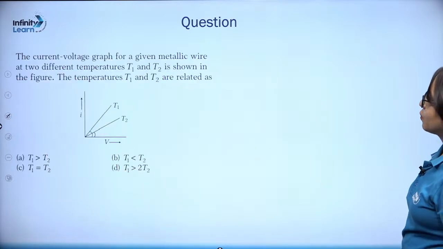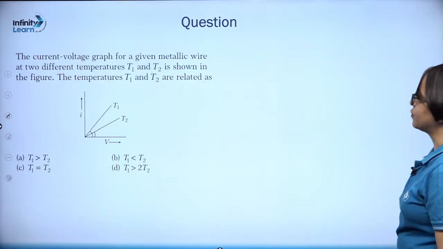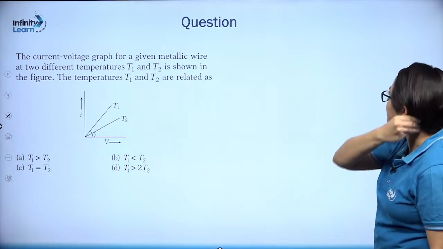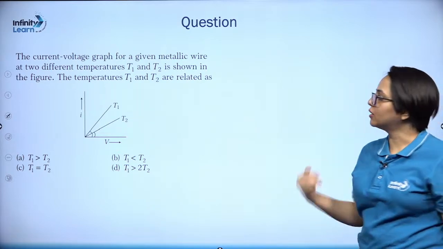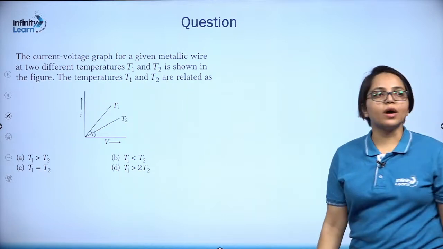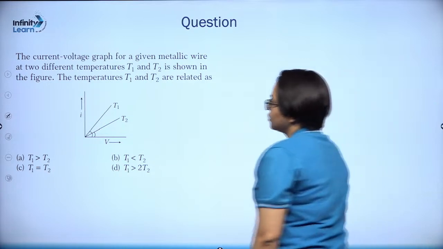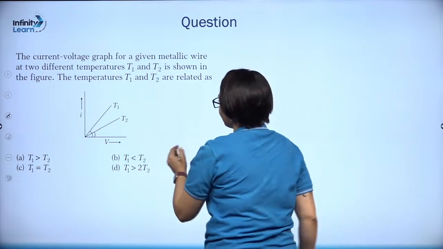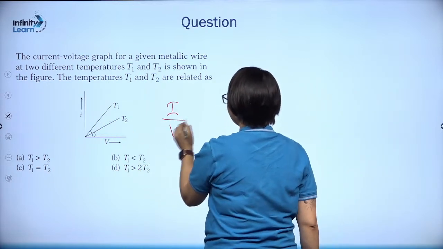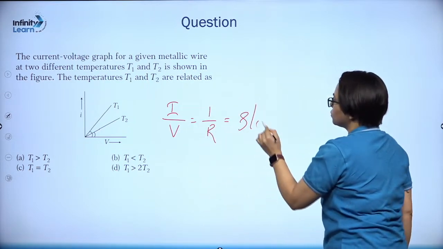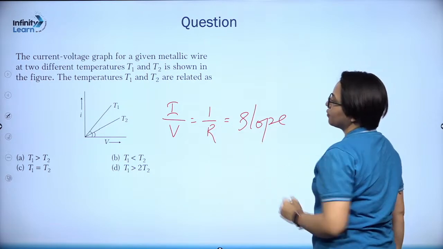Now next is this one. The current voltage graph for a given metallic wire at two different temperatures T1 and T2 is shown in the figure. The temperatures T1 and T2 are related as, what is the relation between T1 and T2 over here? So, look, an I versus V graph is given, so I upon V is 1 upon R. So 1 upon R is equal to the slope of the IV graph over here.